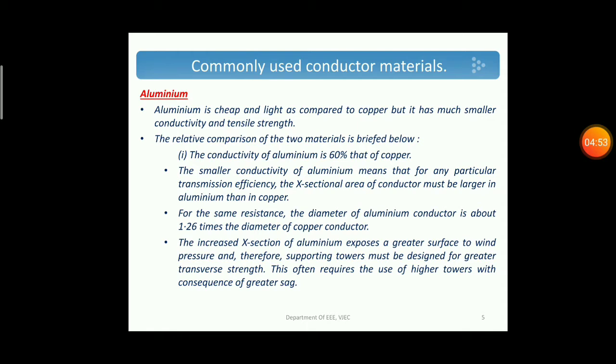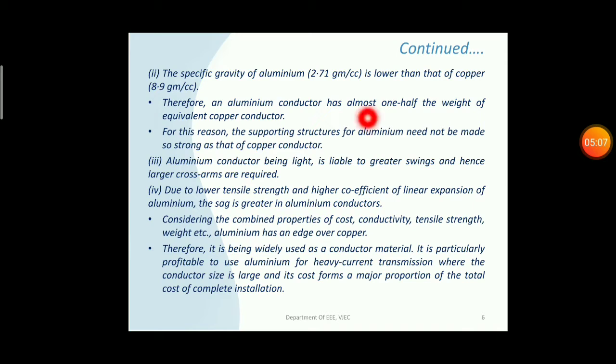So there will be more wind pressure applied on the conductor, so the supporting towers have to carry these pressures also, and there is a possibility of sag in the conductor. The specific gravity of aluminum is 2.71, which is lower than that of copper. And an aluminum conductor has almost half the weight of a copper conductor. So the weight is less, and the supporting structure need not be made very strong.